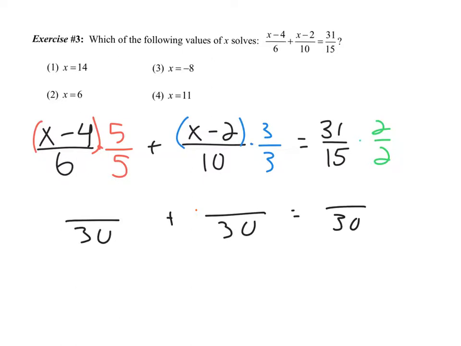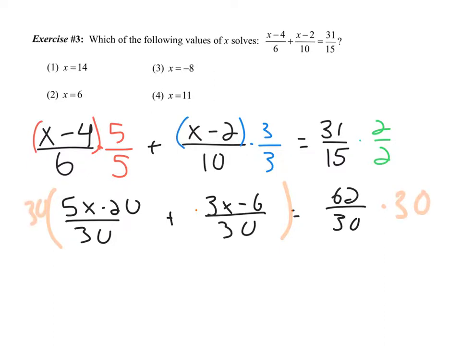So in the top numerator we have 5x minus 20, we have 3x minus 6, and we have 62. So what we could think about doing is multiply both sides now by 30. And what that would do is it would simplify out all our denominators, and we'd be just left with 5x minus 20 plus 3x minus 6 equals 62.